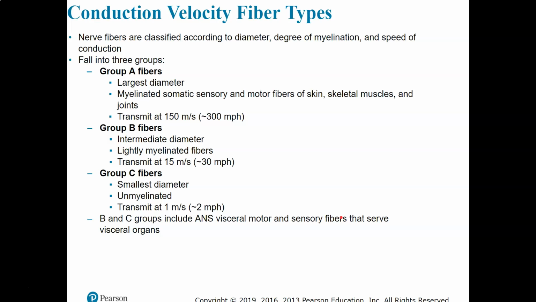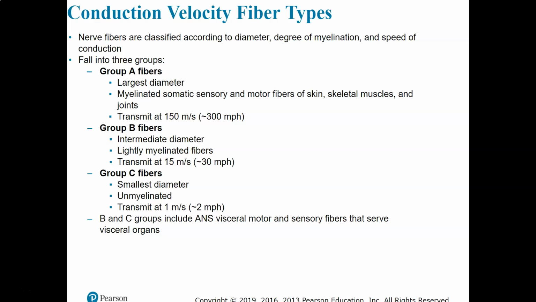Different fiber types inside of our body have different properties which affects the conduction speed. So what we call group A fibers have a large diameter and are heavily myelinated, which allows it to send signals very, very quickly. So this is going to transmit at 150 meters per second or about 300 miles per hour. So very, very fast. Group B fibers have a smaller diameter than group A fibers and are less myelinated, so they're going to transmit significantly slower, only about 15 meters per second or about 30 miles an hour.